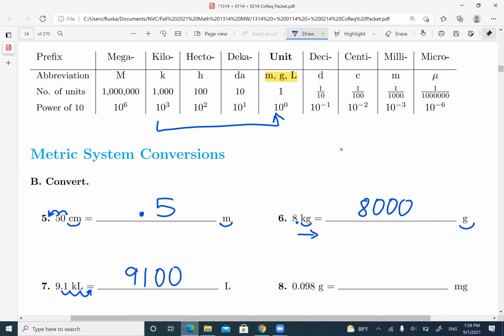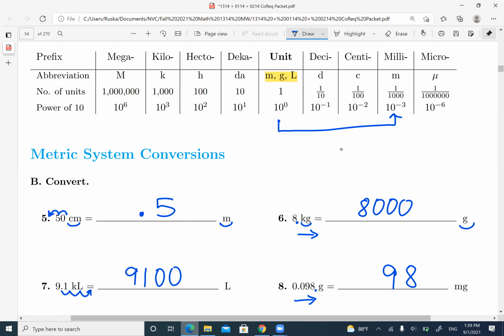Now the next one is gram to milligram. So we're doing from gram, the base one, to milligram. So you're going 1, 2, 3 steps. And you're moving it to the right because you're going to the right on this table. So the point is gonna be after 8. So it's just gonna be 98 milligrams, okay?